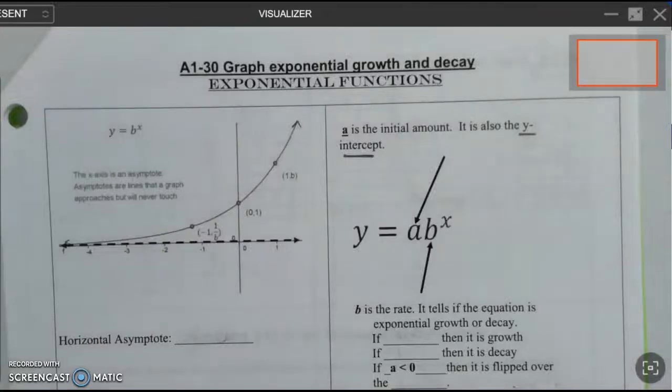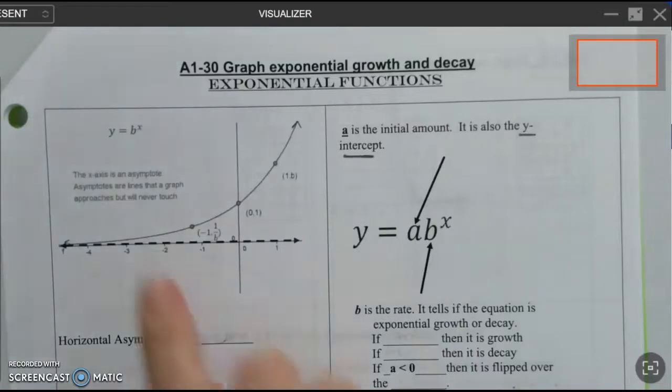Standard 30 and 31 are exponential functions standards. 30 is going to be about graphing exponential functions that are both growth and decays. So the first thing we're going to do is just take a minute to talk about exponential functions in general. What is it? What does it look like?